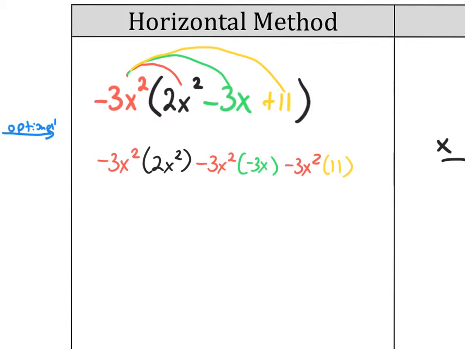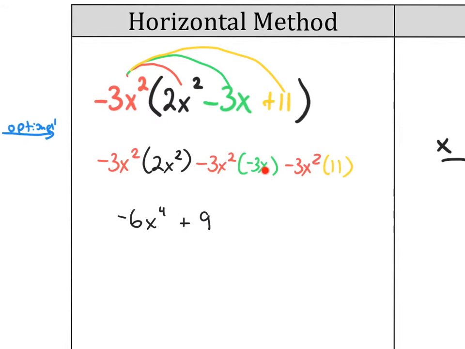Here we simplify. We have a negative 3 times a 2, so that gives me a negative 6. Next, we have an x squared times an x squared. If you forgot what the rule is here, what we have to do is add the exponents. So we get x to the 4th power. Next, we have a negative 3 times a negative 3, so that gives me a positive 9.